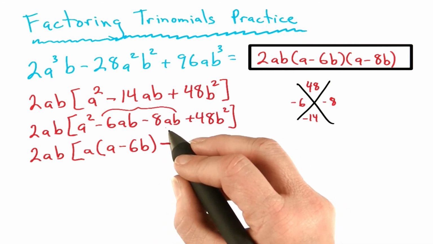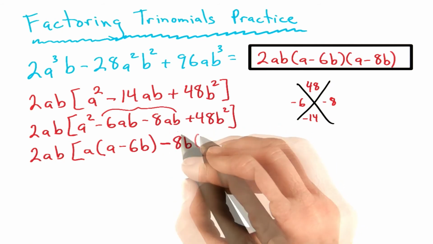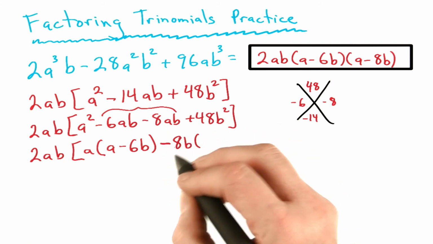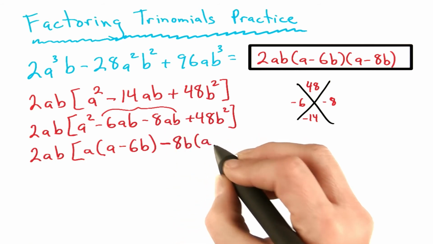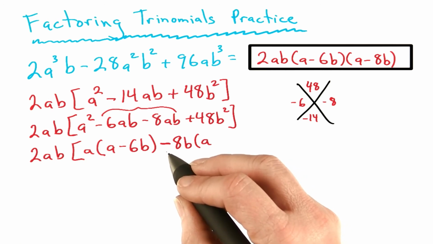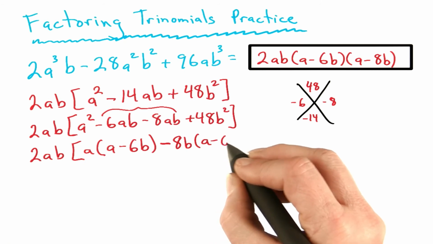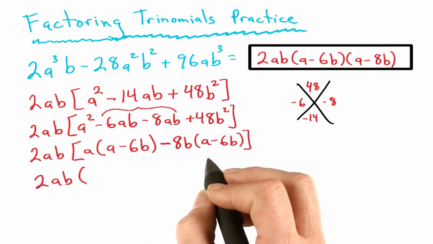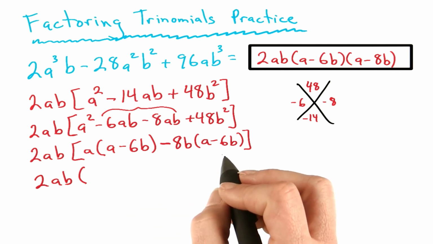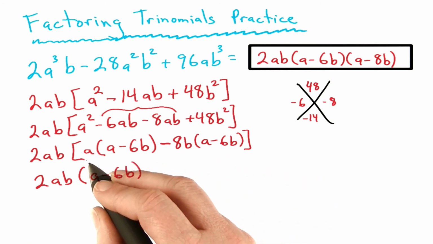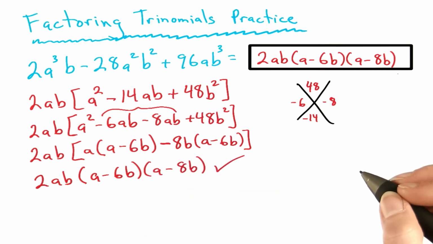The GCF of 8ab and 48b squared is going to be 8b. What do I need to multiply negative 8b by to get negative 8ab? Just a. And what do I need to multiply negative 8b by to get positive 48b squared? Negative 6b. Now the last step for factoring by grouping here is to pull out the new GCF, which is a minus 6b. And what do I have left over? A minus 8b. That's how we got the answer.